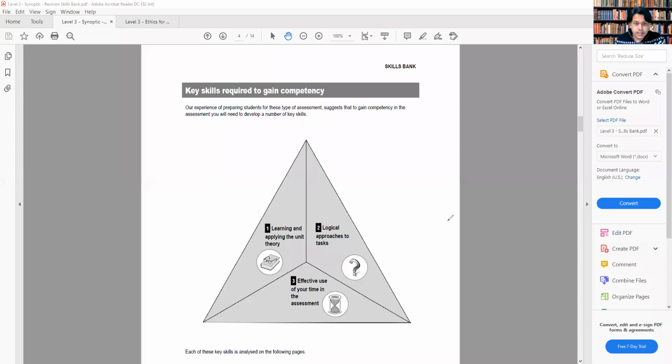So, the key skills required to gain competency. Our experience of preparing students for this type of assessment suggests that to gain competency in the assessment, you will need to develop a number of key skills.